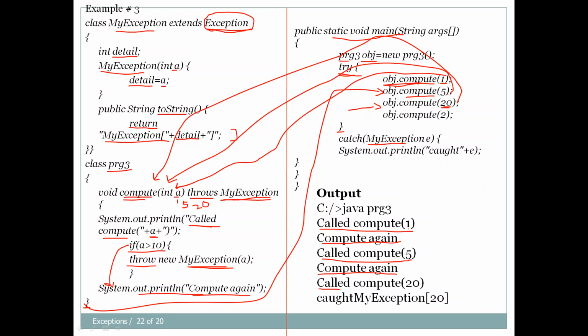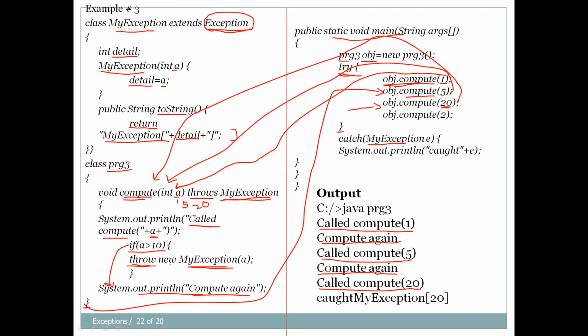You can see here called compute 20, and then it checks the condition if a is greater than 10. Now the value of a, as we know, is 20. So 20 is greater than 10. Yes, it is greater than 10. When it is greater than 10, you can see we have a statement throw new MyException.